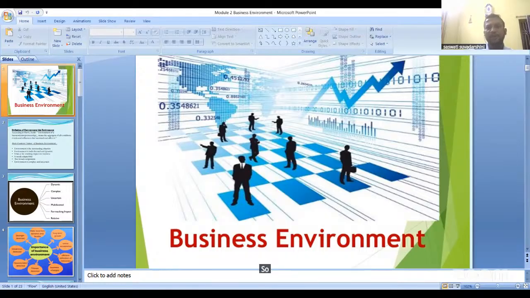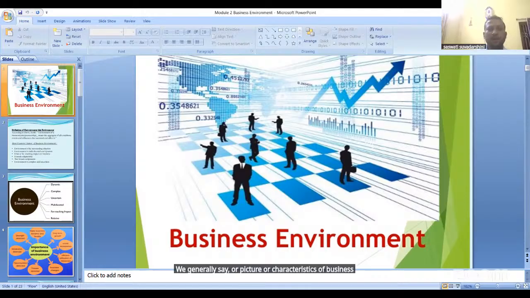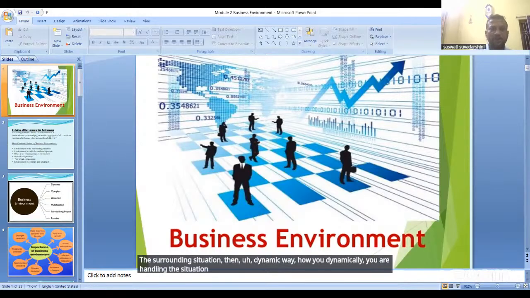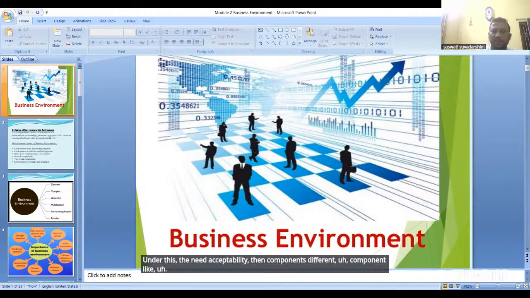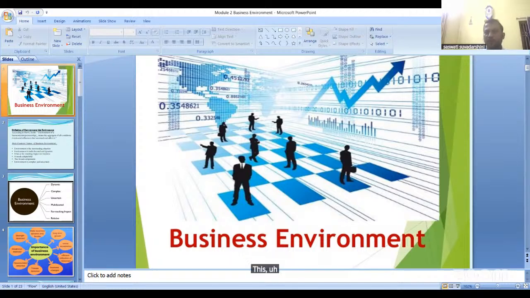So this environment is a surrounding situation. We generally say the features or characteristics of the business environment: it is a surrounding situation, then dynamic, meaning how dynamically you are handling the situation. Then need, acceptability, then components, different components like internal and external, then complex and uncertain, how you are handling these. So focus on these six aspects: dynamic, complex, uncertain, and how you are handling your uncertainties.